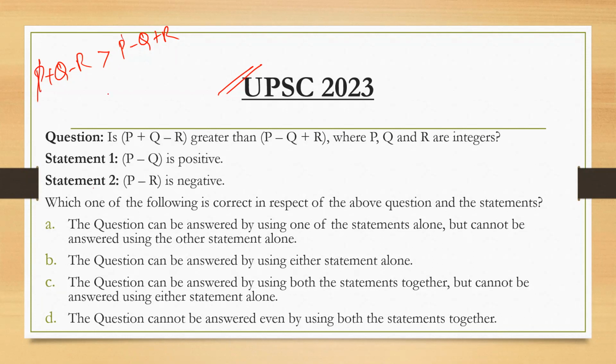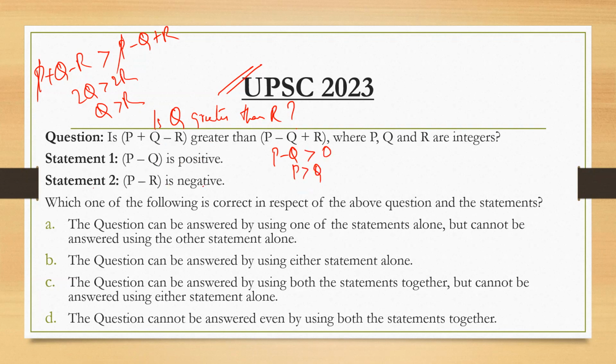So what you are doing here, again, is simplifying the same. Here P and P will get cancelled. Minus Q will come here. 2Q is greater than 2R, or Q is greater than R. So the basic question here is, is Q greater than R? Now in statement 1, P minus Q is positive, that is greater than 0, so P is greater than Q. In statement 2, P minus R is negative, less than 0, that is R is greater than P.